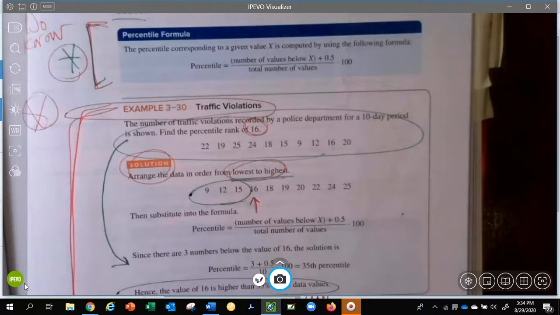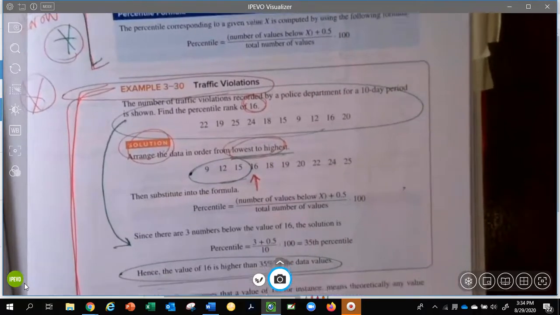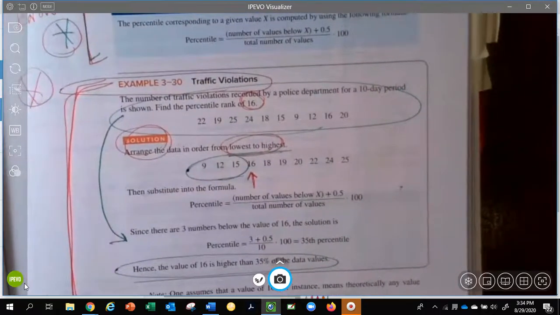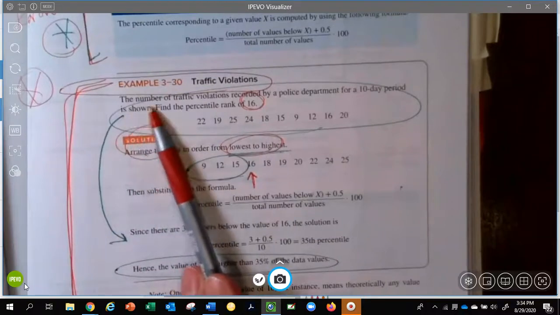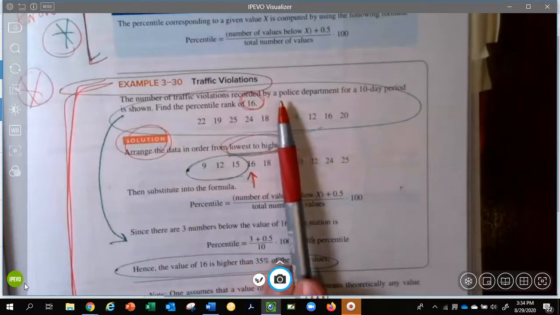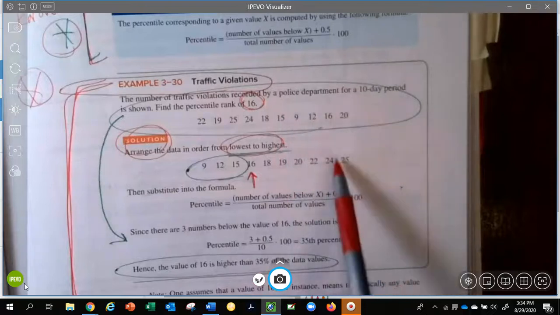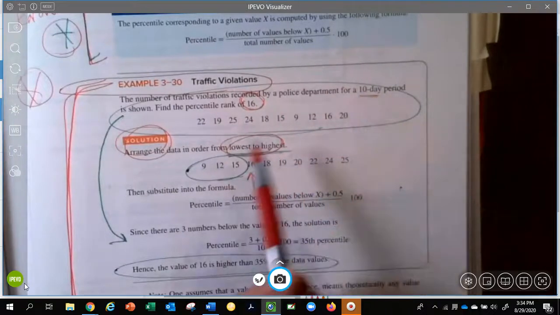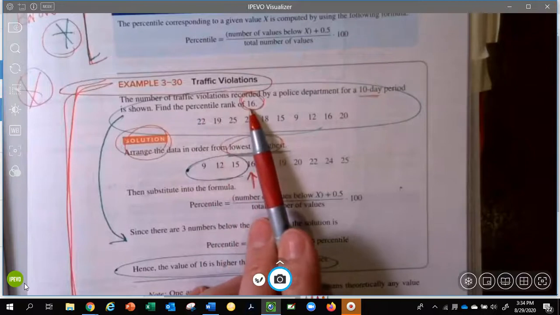Well, that's not bad. We're going to walk through this problem here, which you see I've got a lot of stuff already underlined and highlighted. It's the number of traffic violations recorded by a police department for a 10-day period. It is shown. Find the percentile rank of 16. So what's the percentile for 16?